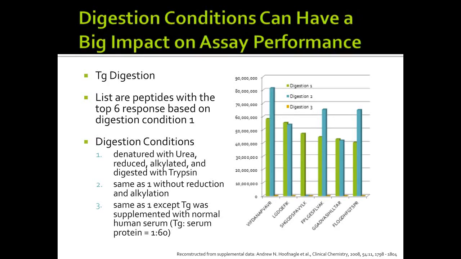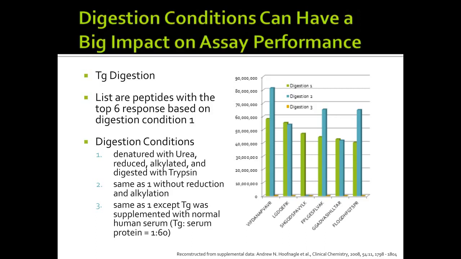Here, as we talk about digestion, just to show what that really means: the digestion conditions can have a big impact on assay performance. This is adapted, reconstructed from a paper Dr. Hoofnagle published in Clinical Chemistry, talking about thyroglobulin digestion. Here are listed six peptides, and the signal areas based on 3 digestion conditions. They are ranked based on the first digestion condition. Those 3 conditions, 1, 2, 3 listed on the left, are not really the discussion point. Just know there are 3 different ways to digest the sample.